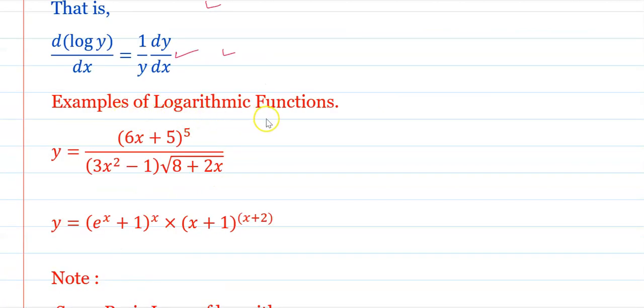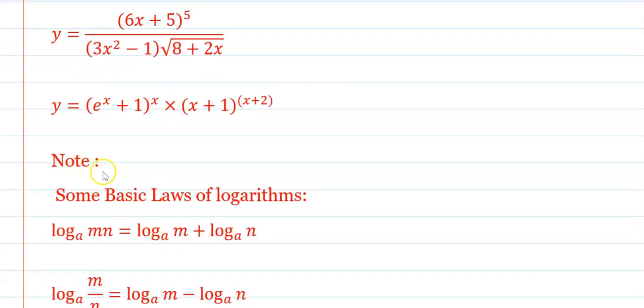Examples of logarithmic functions: y is equal to (6x plus 5) raised to 5 upon (3x square minus 1) into root of (8 plus 2x). Such complicated expressions are possible. And again, y is equal to (e raised to x plus 1) raised to x into (x plus 1) raised to x plus 2. Finding the derivatives of such functions directly is very complicated, so we take the log on both sides and then differentiate.